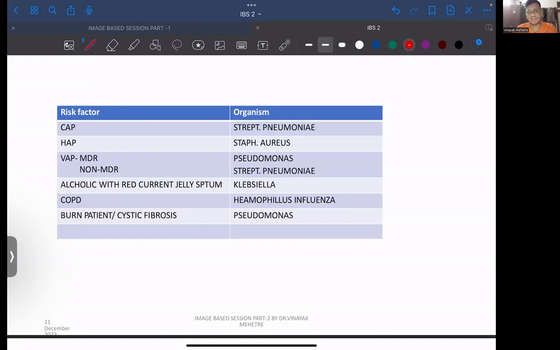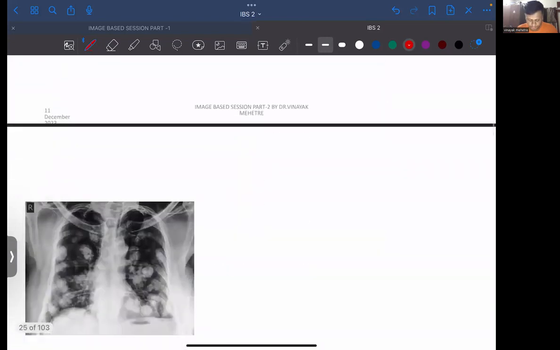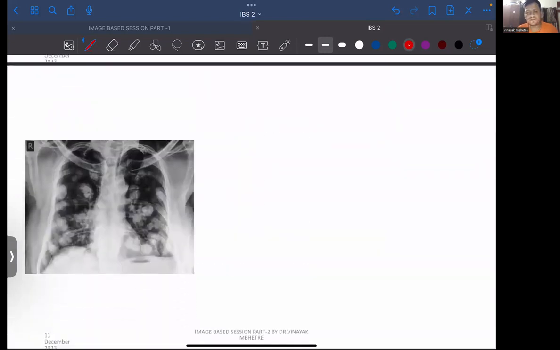So this changes. You have to remember this, and we will have to treat the patient according to the organism and culture sensitivity test, so you should know this one. It should come to you. It is easy, not hard. Just memorize the table once. Okay, examiner's favorite image.